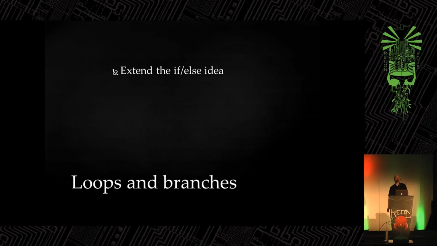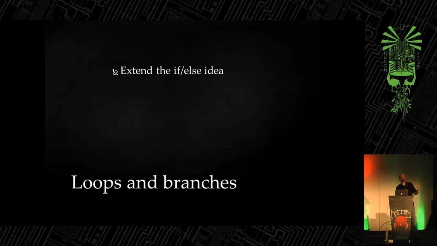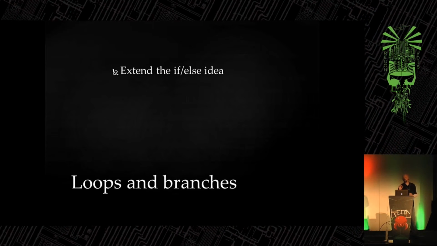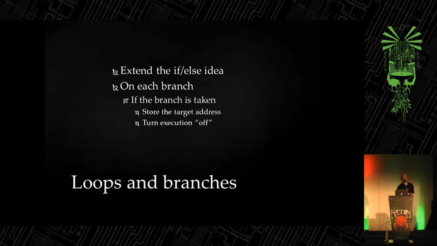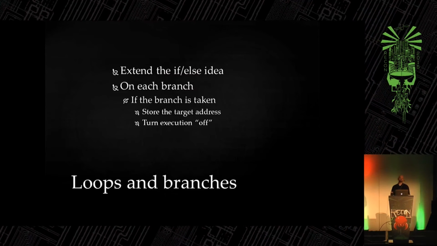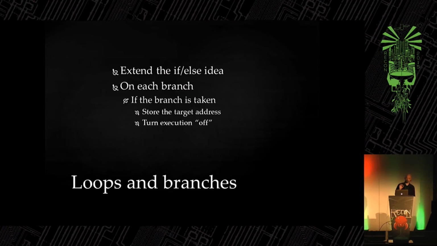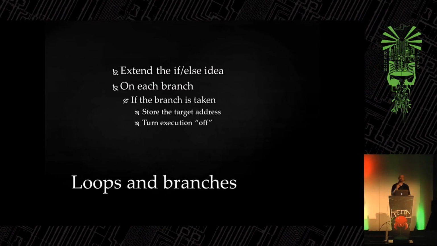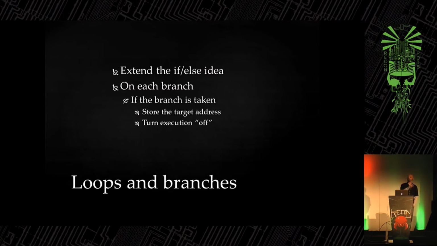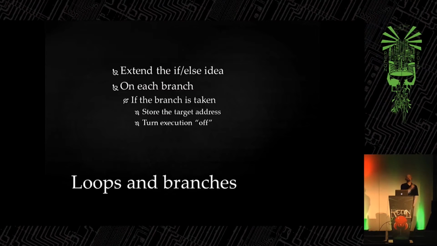So we're getting further. But what we really want, beyond just ifs, is a way to do loops and branches. But we can extend that if-else idea in order to make this work. So here's how we can do arbitrary branches with only move instructions. Essentially, every time we have a conditional jump that we want to perform, we're going to check, should that branch be taken? If it should, then store the address that we're trying to branch to. We can do that with a move instruction. And then turn execution off.